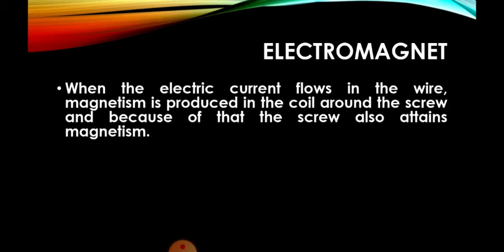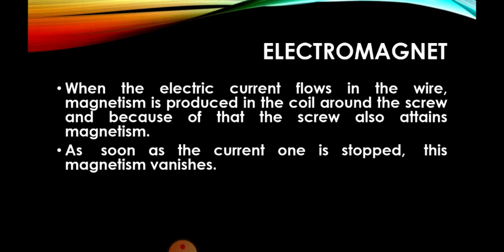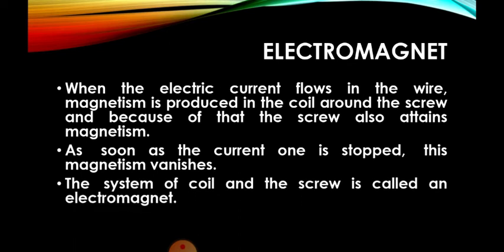So let us try to conclude now what we have learned from this electromagnet. When the electric current flows in the wire, magnetism is produced in the coil. Now what does the coil mean? The wire which is wound around a screw is called the coil. Okay, and because of that, the screw also attains magnetism. Fine. As soon as the current is stopped, this magnetism vanishes. So the system of coil and screw is also called an electromagnet.